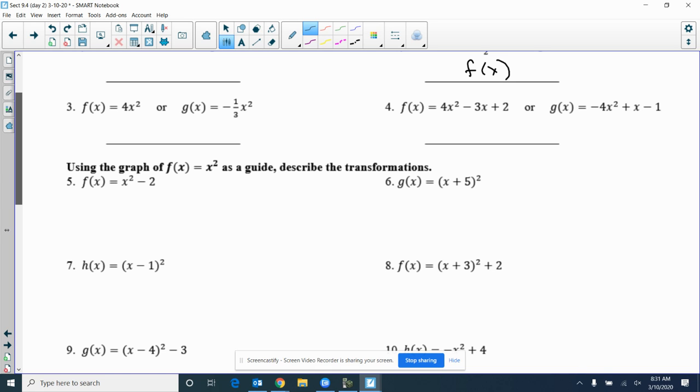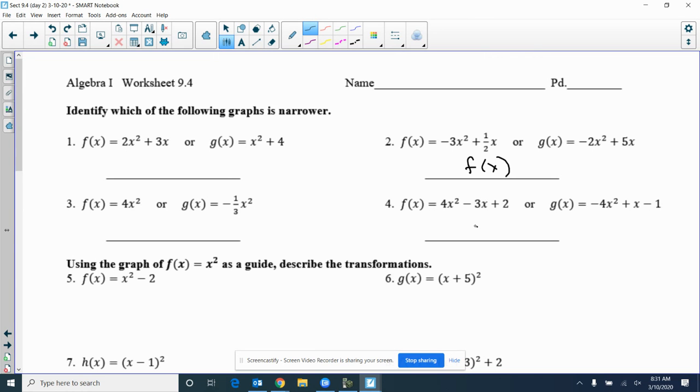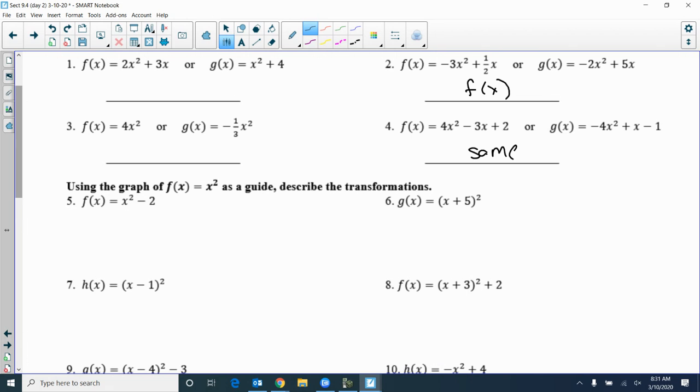Okay. I have an x squared. You got one is 4x squared, one's negative 4x squared. You just basically drop the sign, so they're the same width. Doesn't matter that one will open down and one will open up, they're going to have the same width. Use that as a guide to describe the transformation. You also need to identify the vertex, whether it moves left or right, up or down.